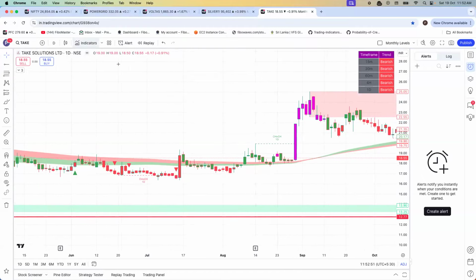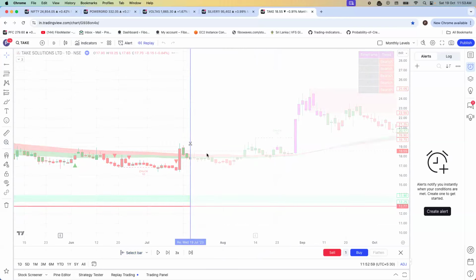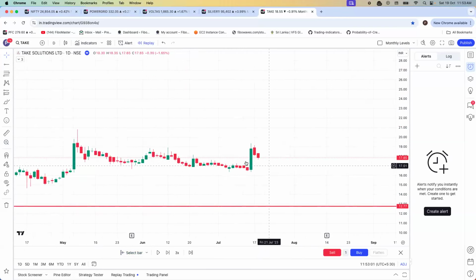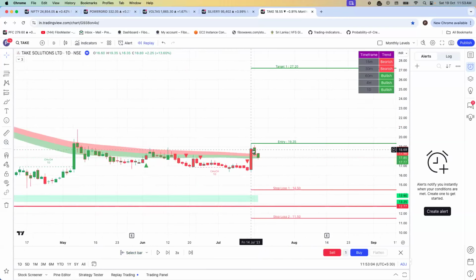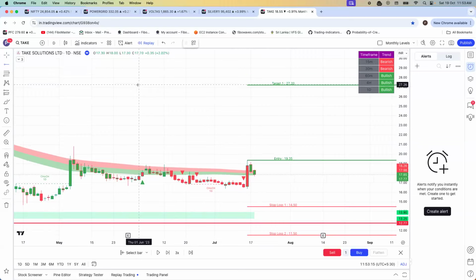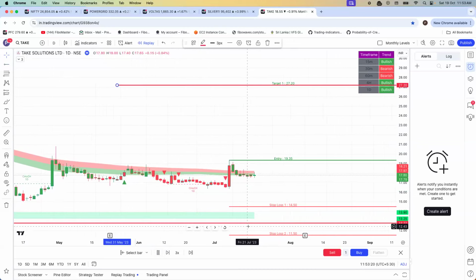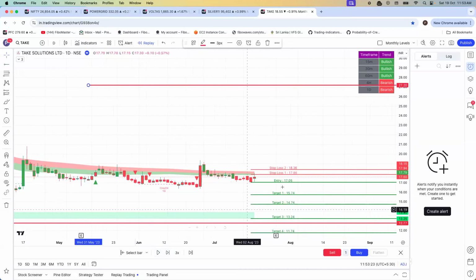So here we got an entry. Let me move it here. Sorry. Okay, so this candle moved away from the cloud, right? So that means if it continued, I would have got the target 27.20. This is my target. But after that, it did not sustain there. It came down again. Did it come down? Yes, it came down here. This candle is out from the cloud. That means this is not the worthy target.